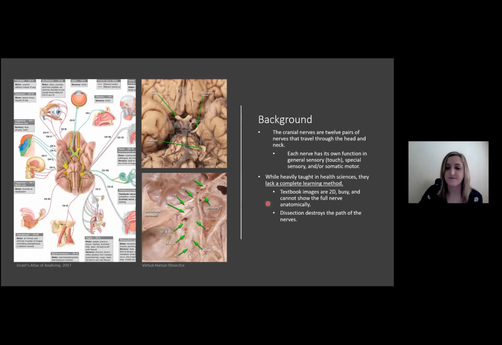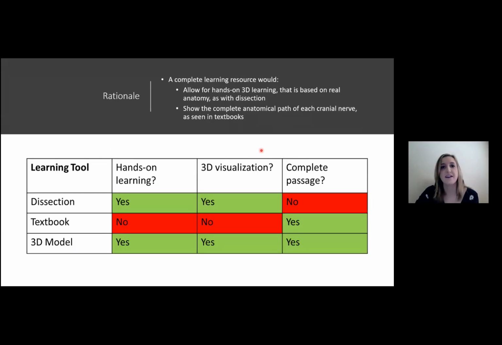So based on that, a complete learning tool would, in theory, include hands-on learning and a 3D visualization, just like dissection based on real anatomy, while also showing the complete passage like textbook images are able to do, but in an anatomical way, which in theory, we decided a 3D model and some animations would likely check all those boxes.